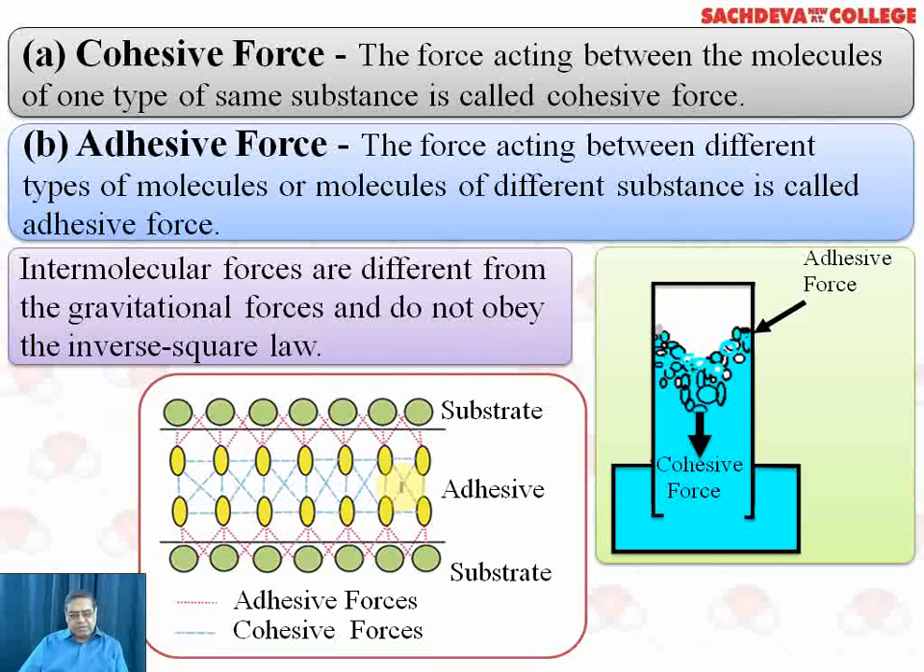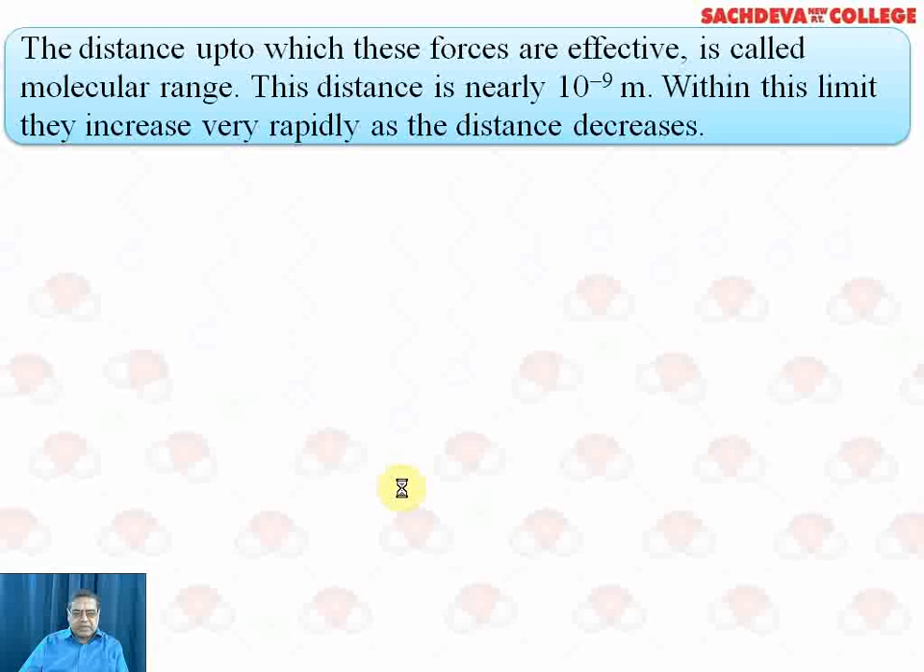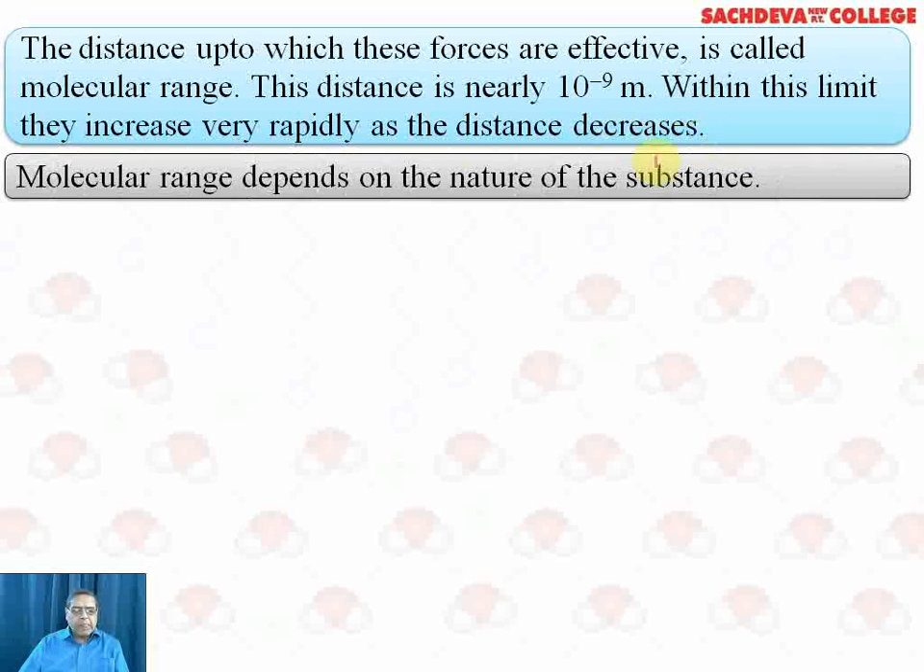So, this is the demonstration in the figure, and the distance up to which these forces are effective is called the molecular range. The distance is nearly 10 to the power minus 9 meters, as I have explained, 10 to the power minus 7 centimeters. That is equivalent to 10 to the power minus 9 meter. Within this limit, they increase very rapidly as the distance decreases. However, it is not an inverse square law.